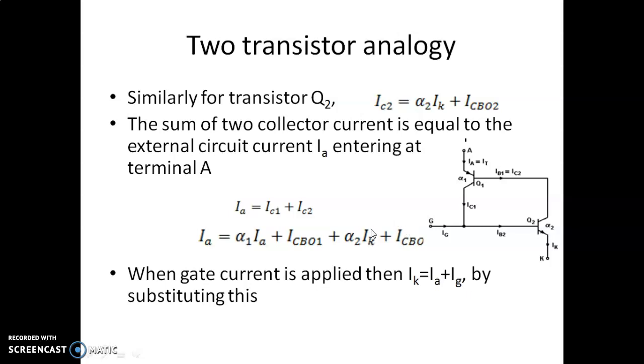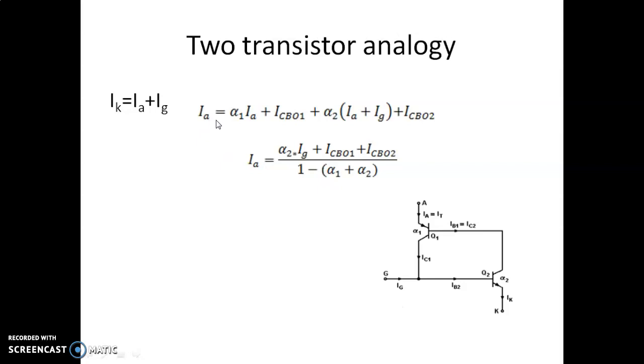So, you can substitute this IK by IA plus IG. So, IA is equal to alpha 1 into IA plus ICB naught 1 plus alpha 2 into, instead of IK, I have written IA plus IG plus ICB naught 2. Now, you can derive the equation for IA from this.